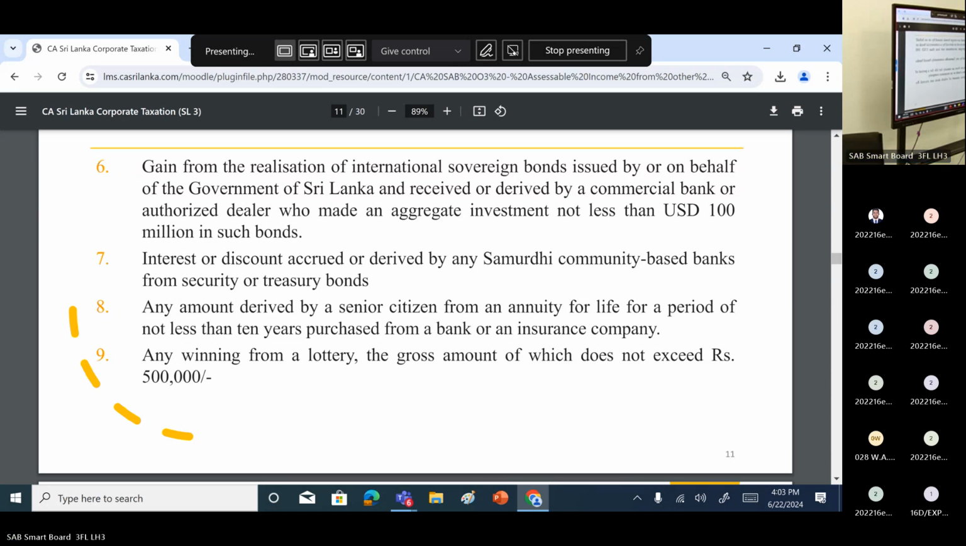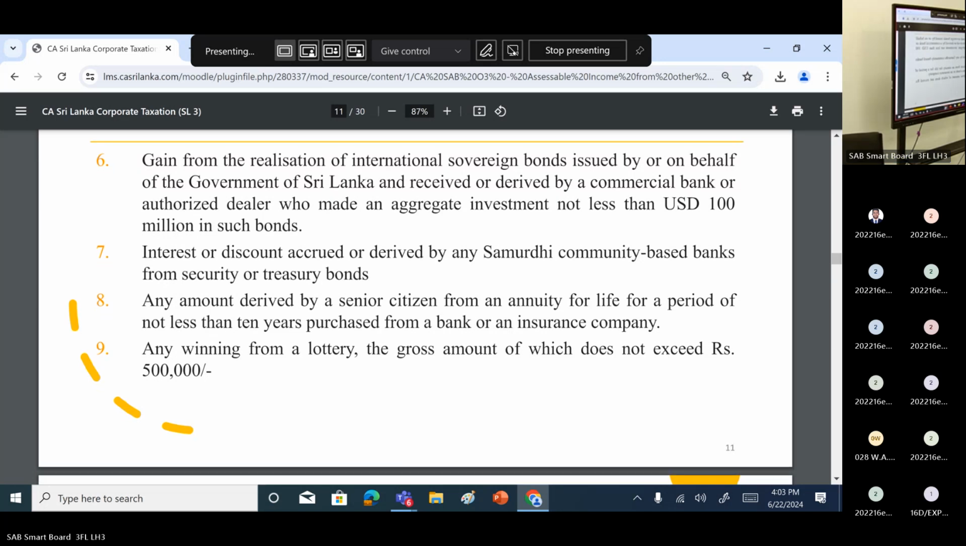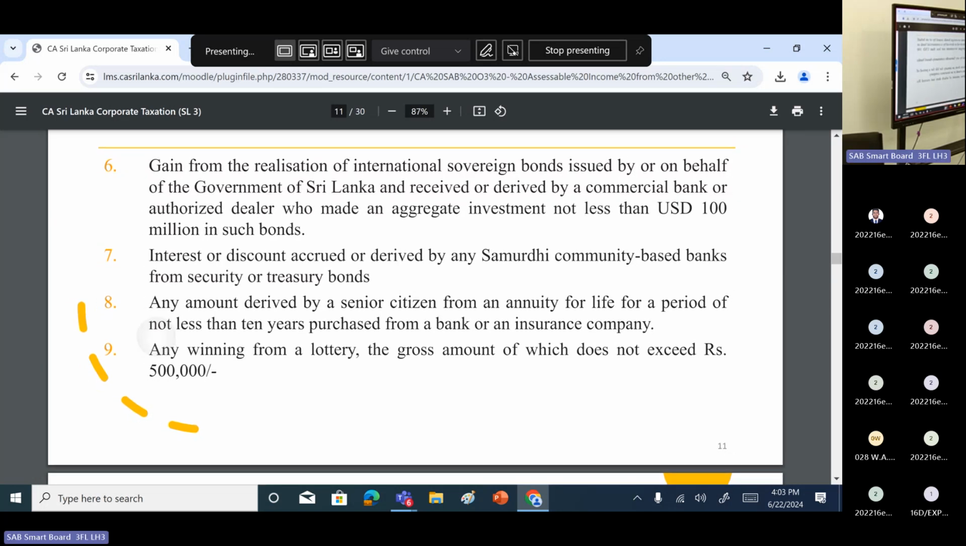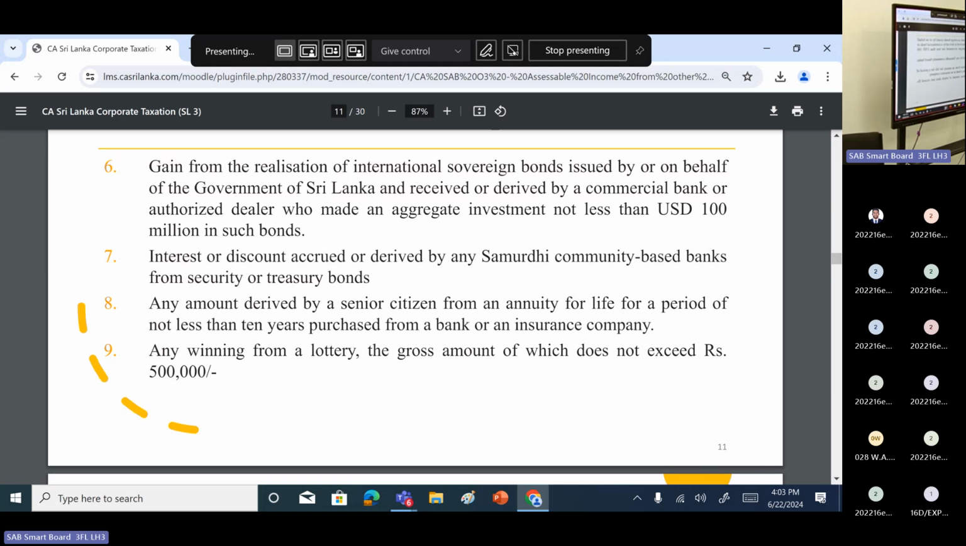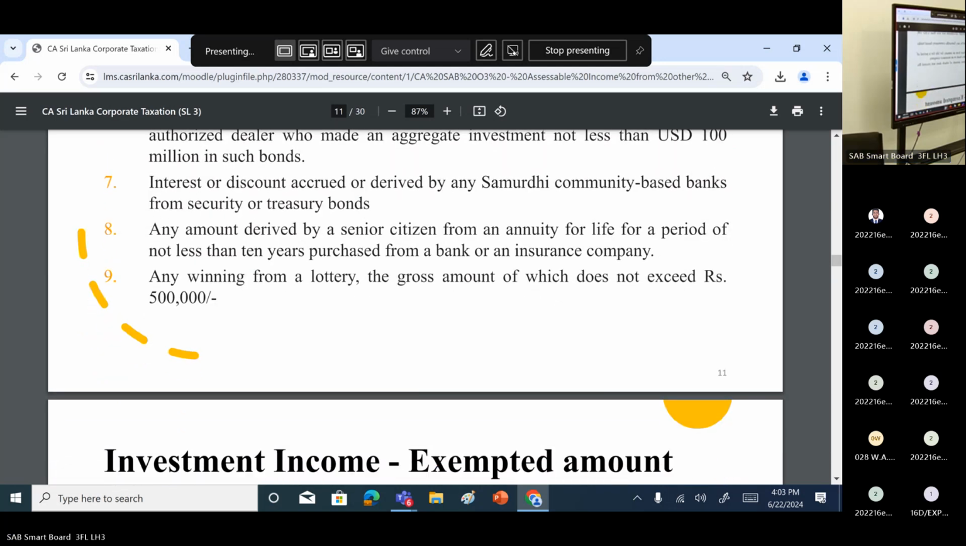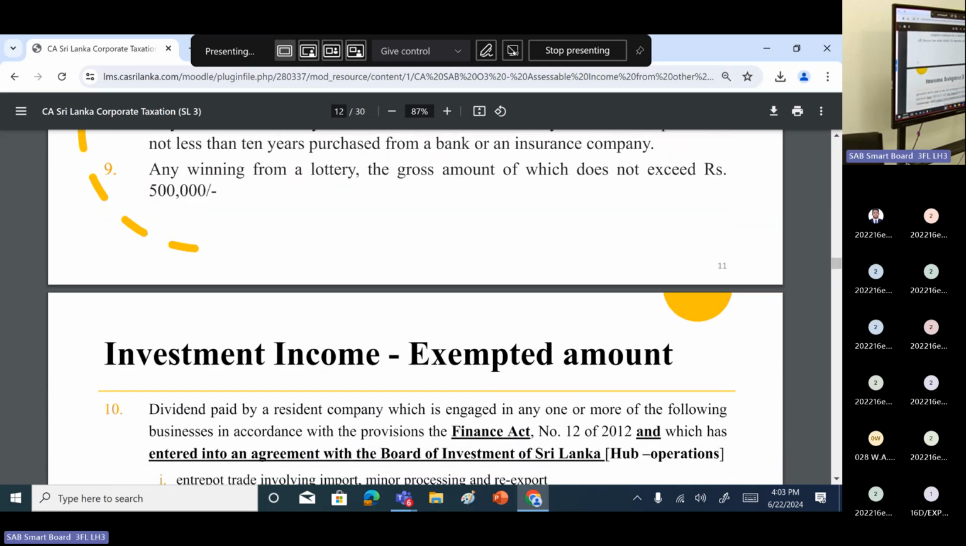Right? Any winning from a lottery, the gross amount of which does not exceed rupees 500,000. Lottery winning reward up to 500,000 is tax exempted. That is for anybody. Right? In a real case scenario, this is applicable to the individual. The companies, they are not going to purchase lotteries, right?